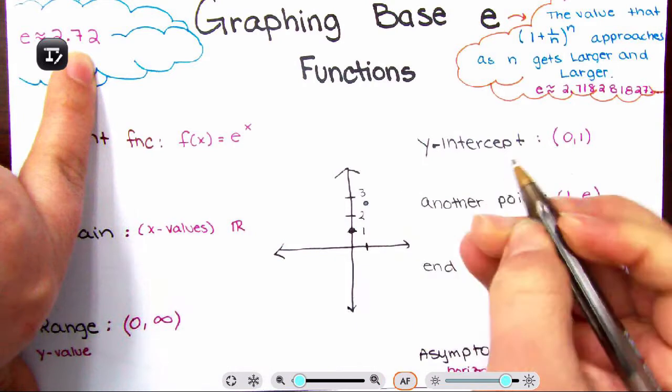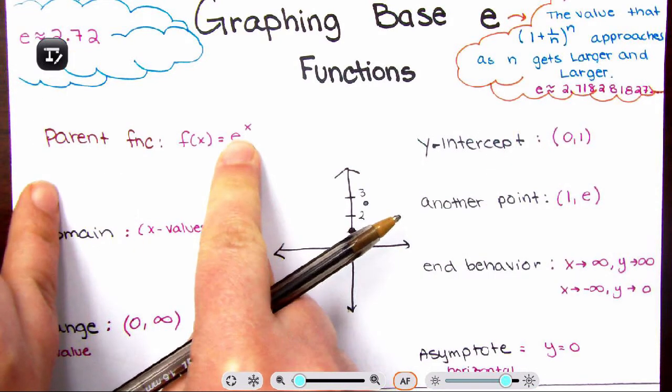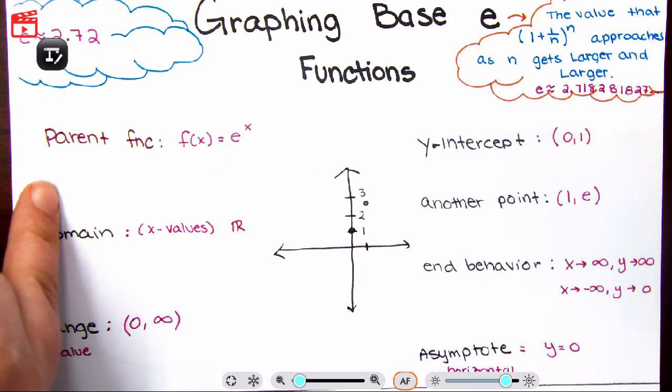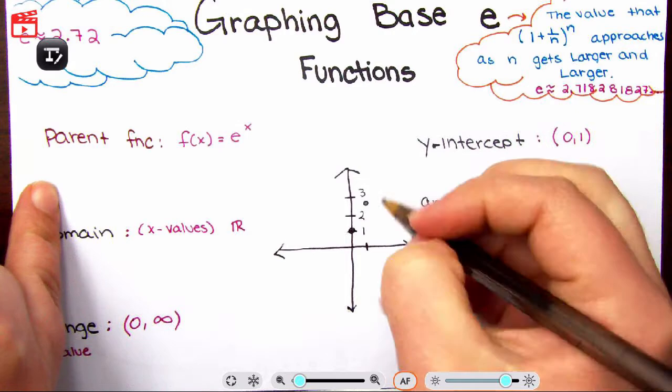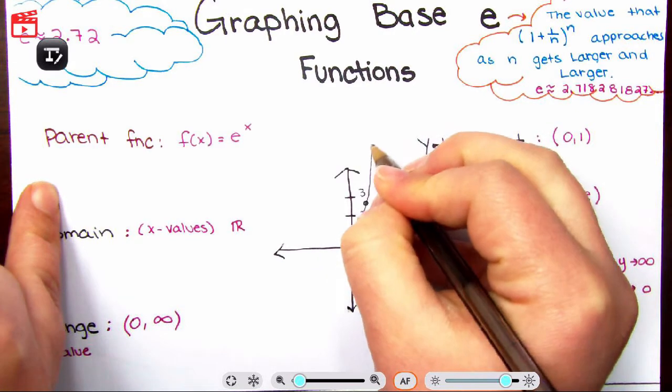Looking at here, e is greater than 1, so if you're recalling your exponential functions, if the base is greater than 1, you have exponential growth, so that means we are growing all the way up.